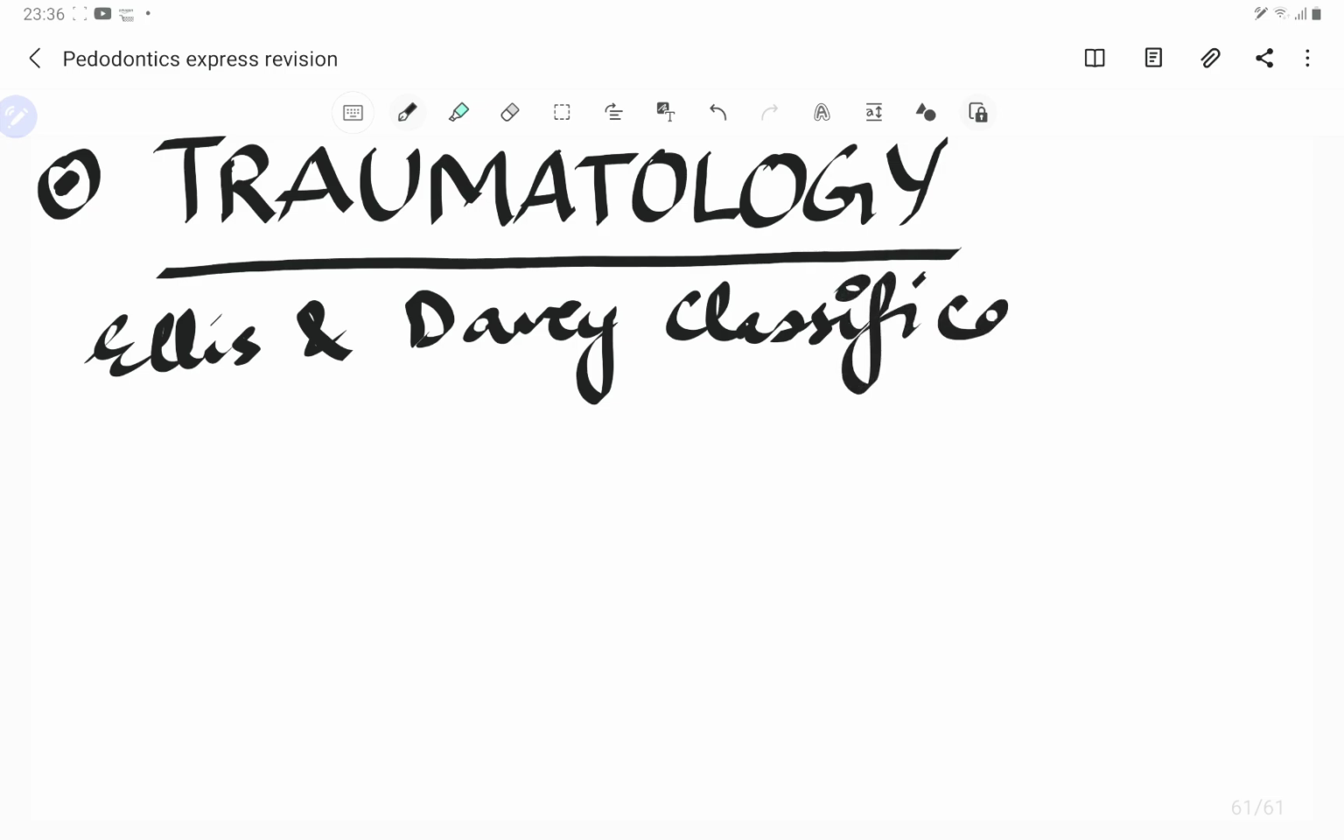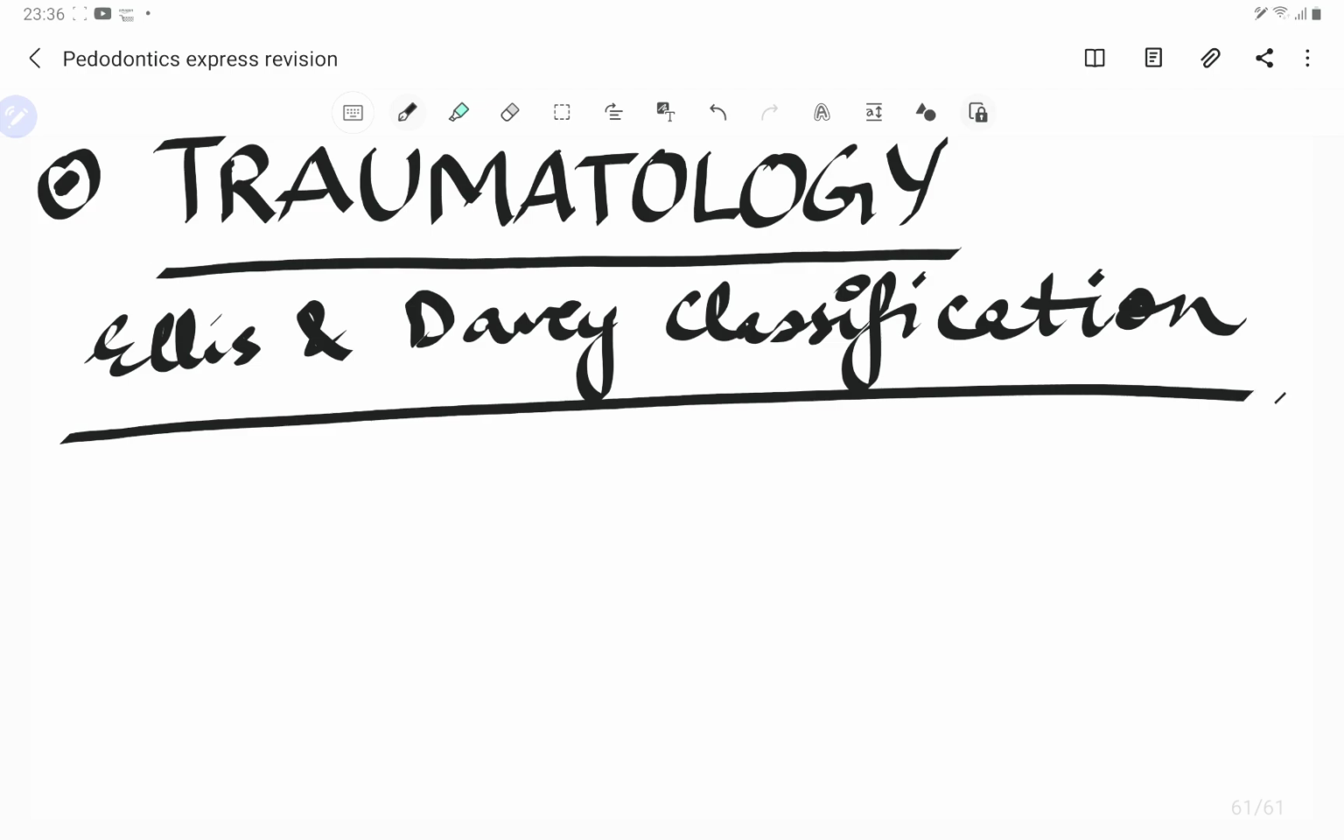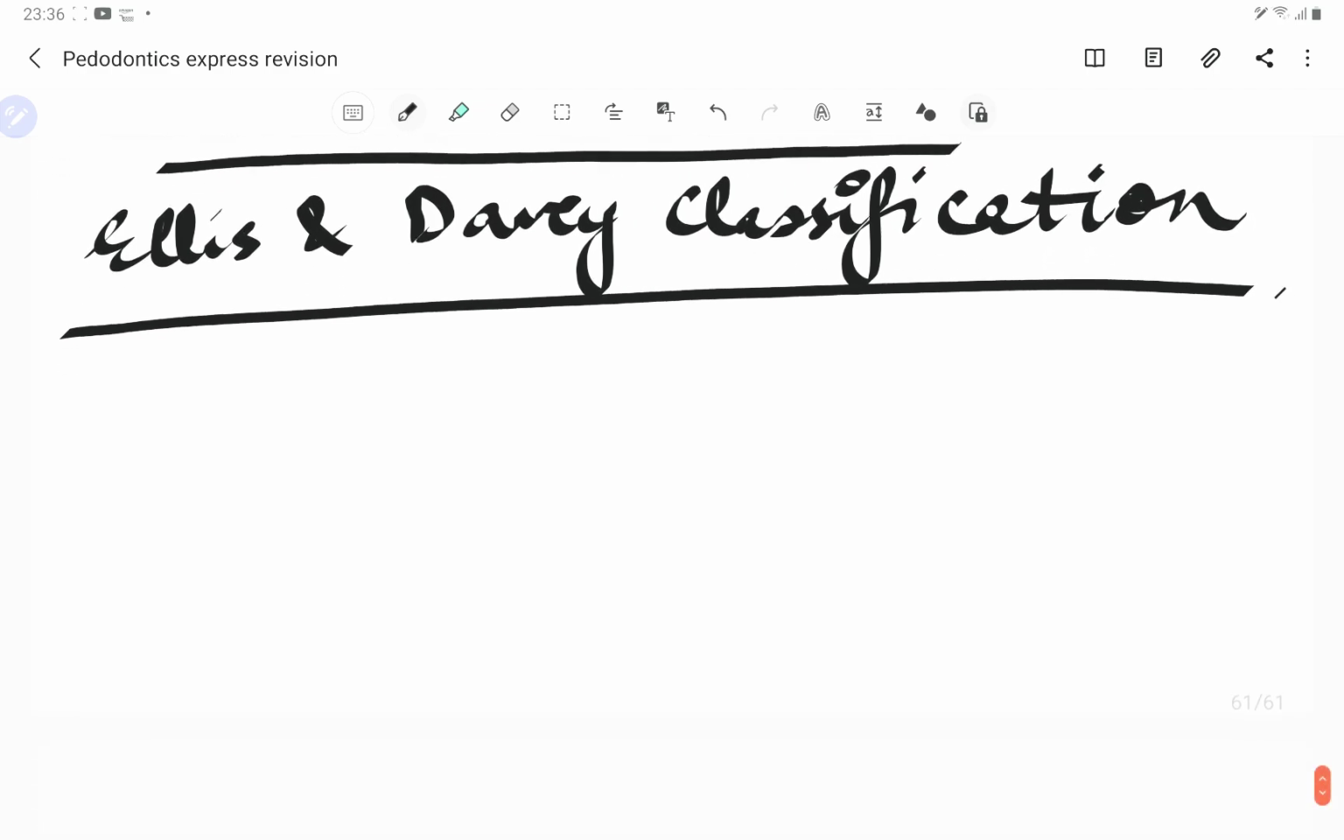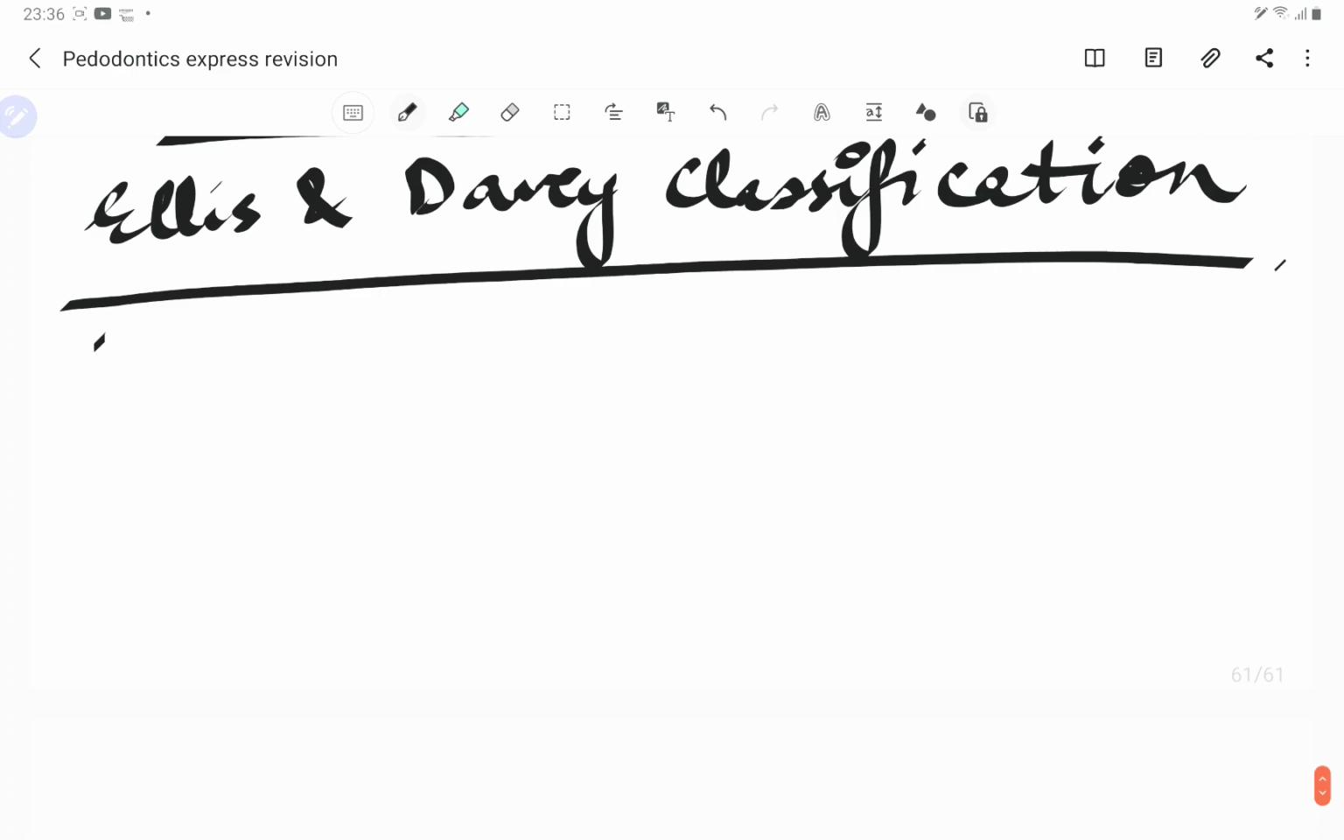1960s. So there are 9 classes of Ellis and Davies classification, guys. The easiest way you can remember it is that class 1 starts from the E itself. So class 1 is only the enamel. There is only a fracture of the crown, wherein there is only fracture of enamel. There can be involvement of little or no dentine, but usually it is the fracture of the enamel.